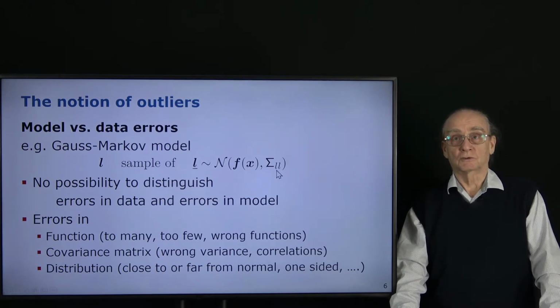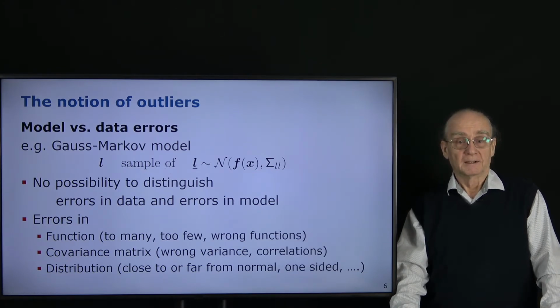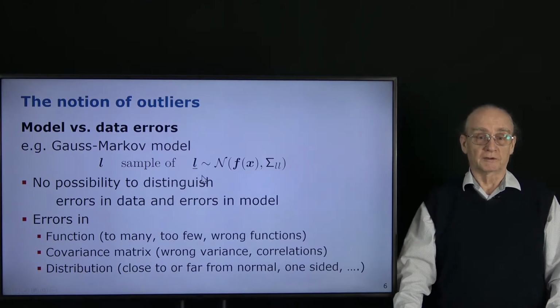So we could say the observations may be accurate to 1 centimeter, but in reality they are 5 centimeters. Then, of course, our estimated sigma naught will be 5. We could also have neglected correlations, which we discussed last time. So we will not get the correct value for the variance factor.